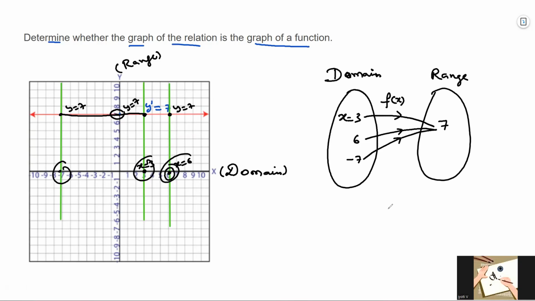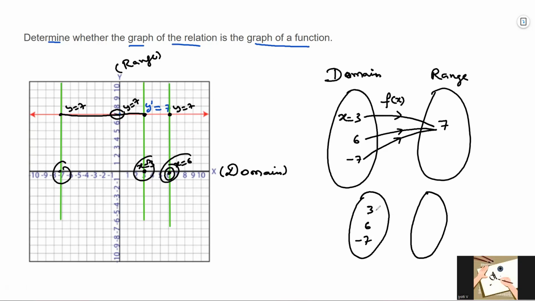That means for every input, there is an exclusive output. Such kind of relations are called a function. Now, in case we want to understand when this relation is not a function, then we have elements 3, 6, negative 7.